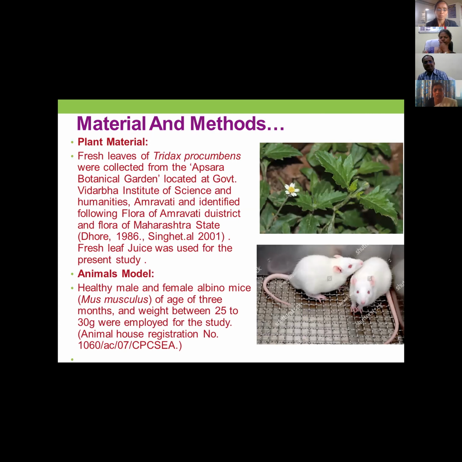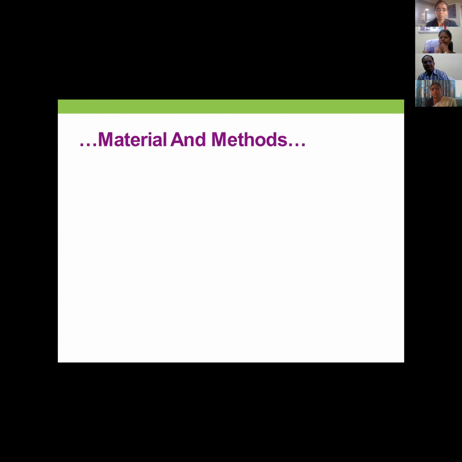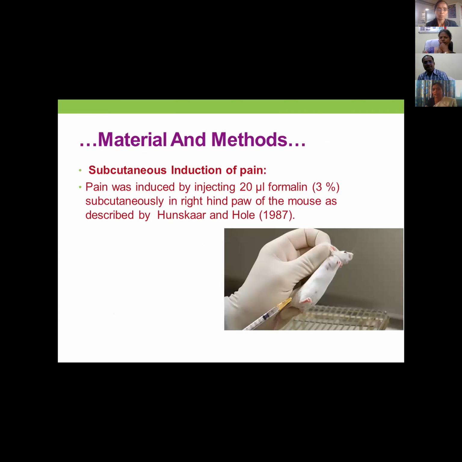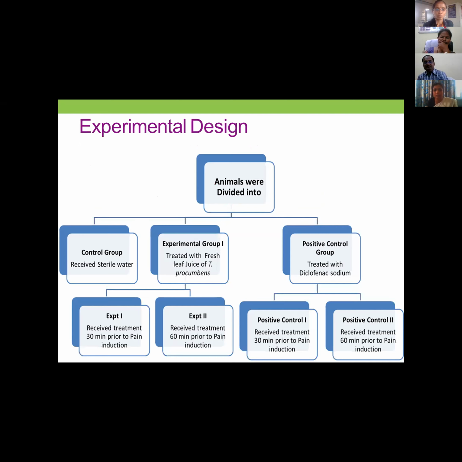Okay, so for inducing pain, we use formalin. 20 ml of formalin is injected subcutaneously in the right hind paw of the mouse. No need to give any anesthesia for that. We can handle the mouse in one hand and inject it in its right paw. It's a routine method for inducing pain.